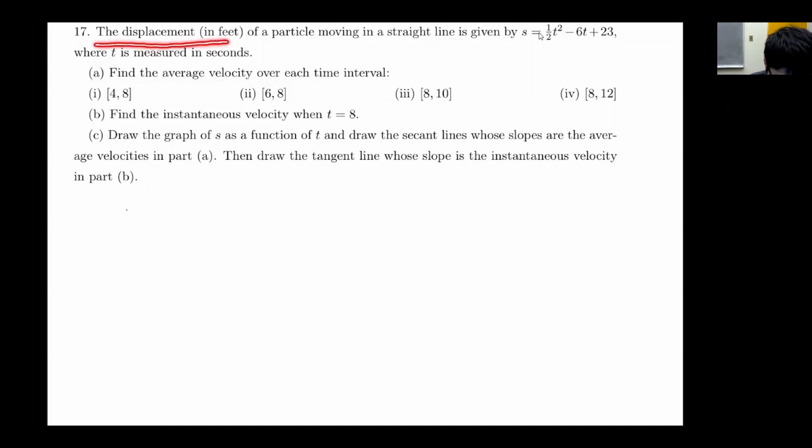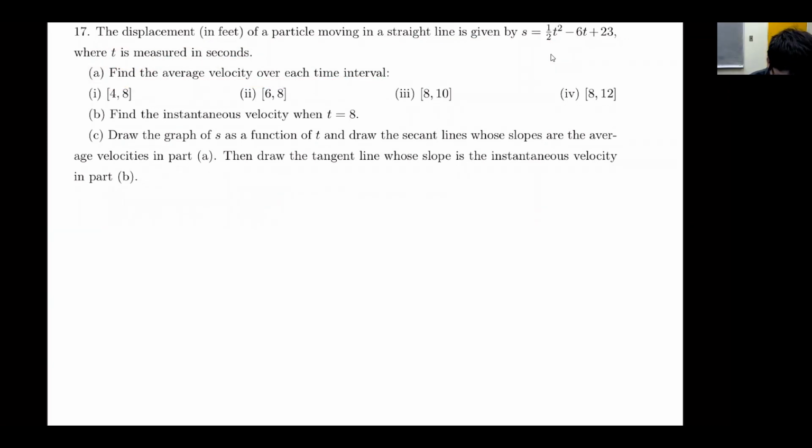The displacement of a particle in feet moving in a straight line is given by the formula s = 1/2 t² − 6t + 23, where t is measured in seconds. So we need to first find the average velocity over each time interval.